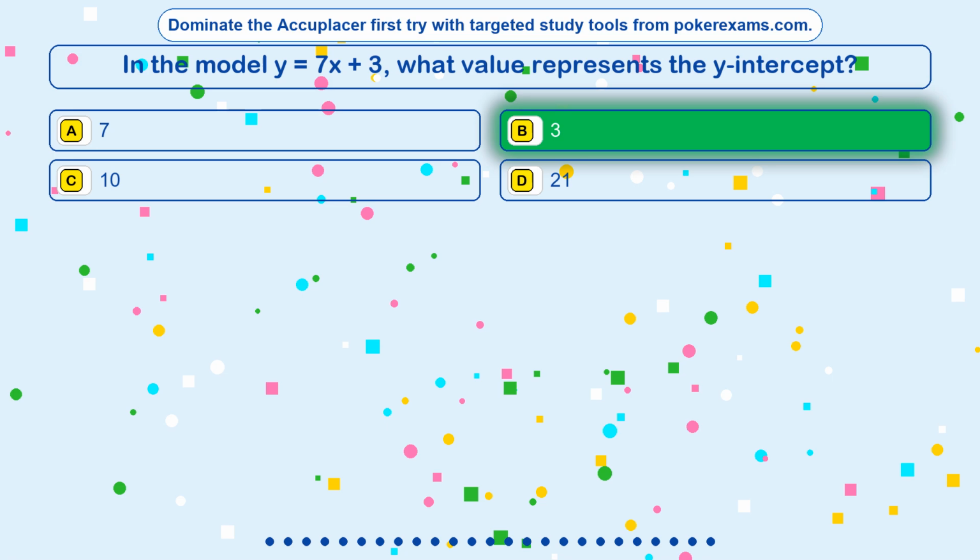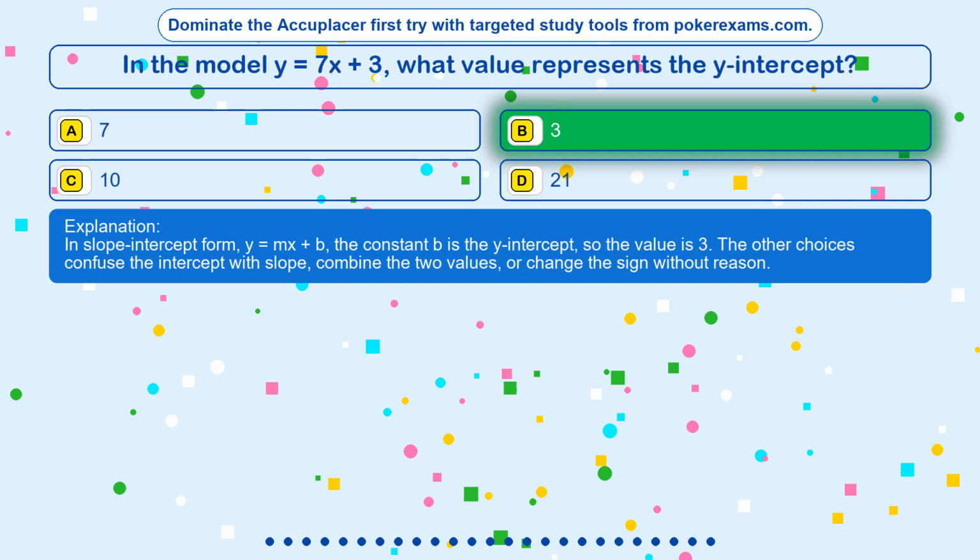The correct answer is option B, 3. In slope-intercept form, y equals mx plus b, the constant b is the y-intercept, so the value is 3. The other choices confuse the intercept with slope, combine the two values, or change the sign without reason.